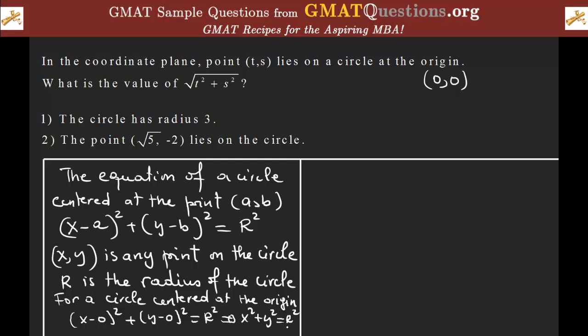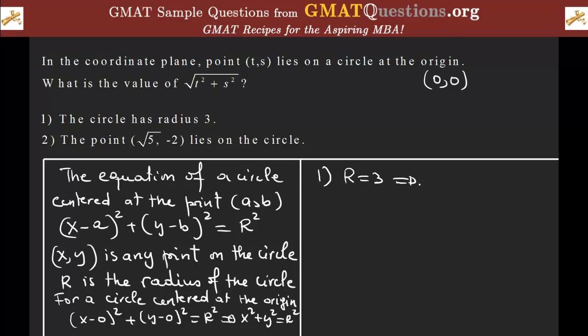x and y are any point on the circle, x being the x coordinate, y being the y coordinate, and r is the radius of the circle. Now we can attack the question. You're going to realize that it's going to be very easy once we know this. So number one, we are told that the circle has radius 3. r equals 3.